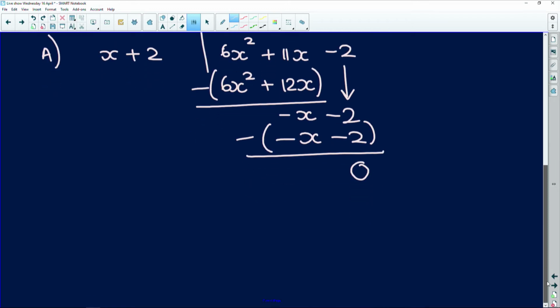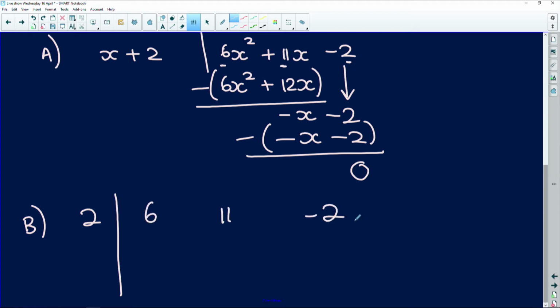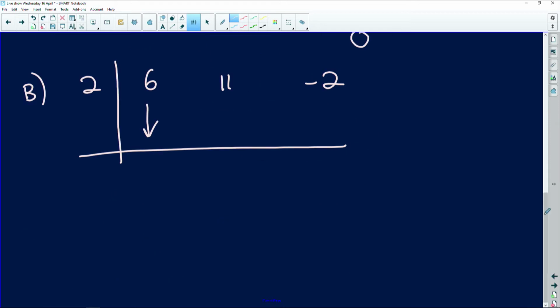Okay. So to set up our synthetic division, we take the divisor that we're using, little divide bracket thingy, and then we use the coefficients of our polynomial. So we have 6, 11, and negative 2. Alrighty, so first thing we do with synthetic is we bring down that first coefficient.